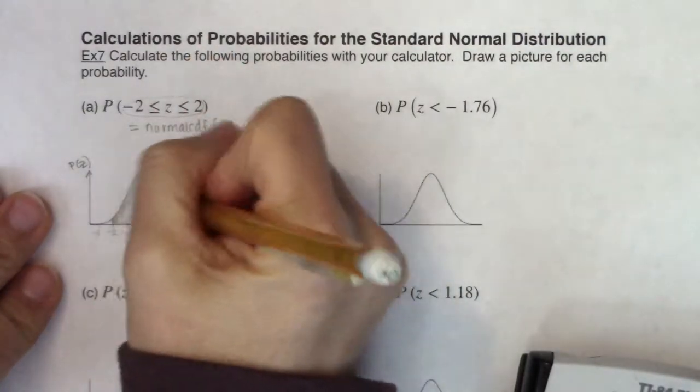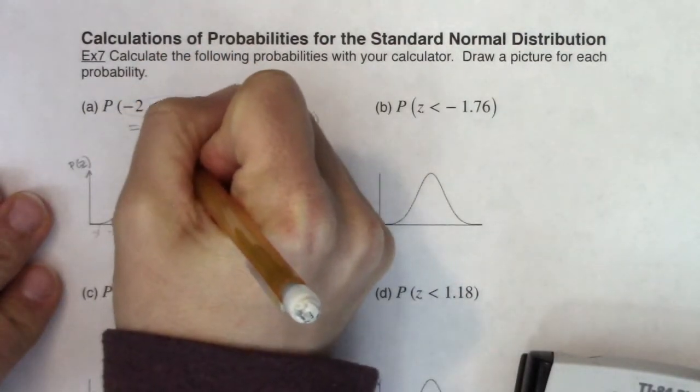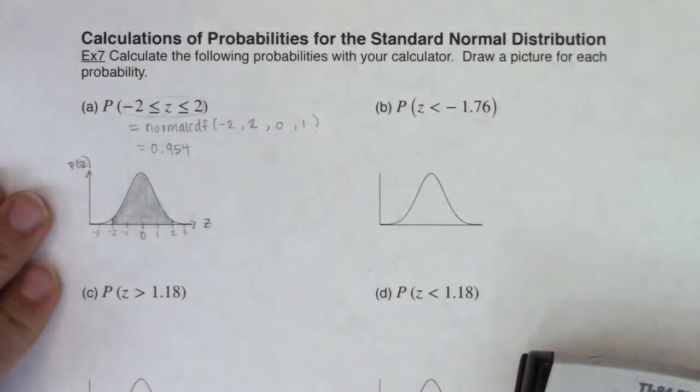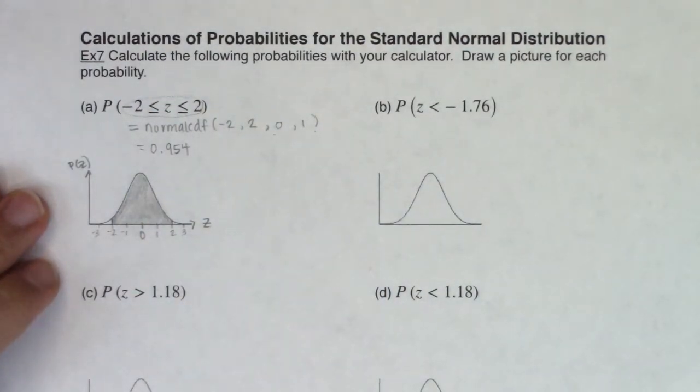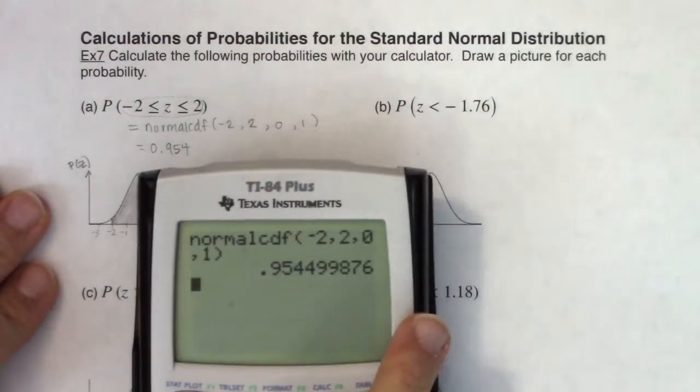guessing, right? When I looked at this, it is a pretty large percent of that overall curve, which has an area of 1. Okay, so the area that I shaded is about 95%. That matches my graph. All right.